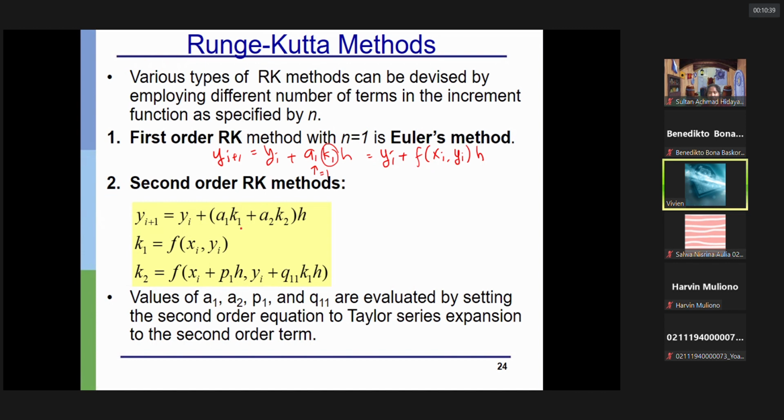Now if we include two terms for the calculation of the slope, here we have the second order Runge-Kutta method. In this case, we use K1, which is the slope at xi, yi, and K2, which is another slope calculated at another point between xi and xi plus 1. Now we can vary the values of A1, A2, P1, and Q11, so that we can have the second order method.